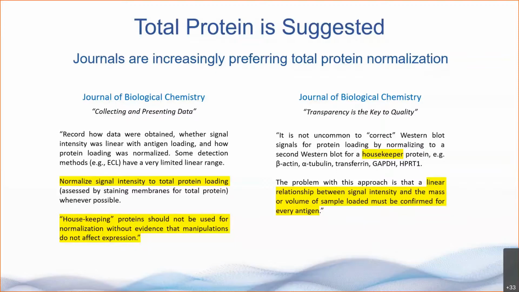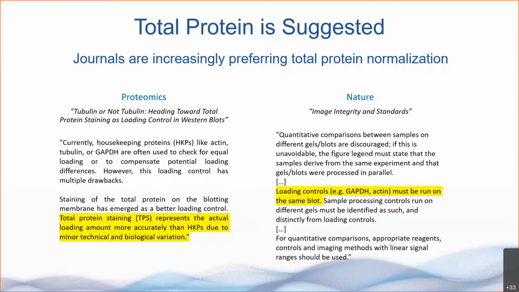Also, they're suggesting that the linear relationship between signal intensity and the mass or volume of the sample loaded must be confirmed for each and every antigen. That means for every target you're looking at, you're going to have to go back and confirm. Okay. If you're using a housekeeping protein, they're saying the total protein staining represents the actual amount loaded, which is more accurate than using a housekeeping protein. And that's because of minor changes and technical variations that you're going to have within your standard or your sample.